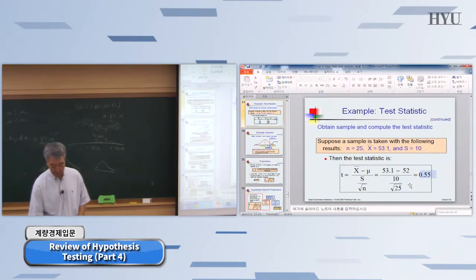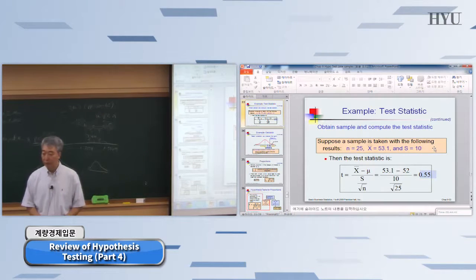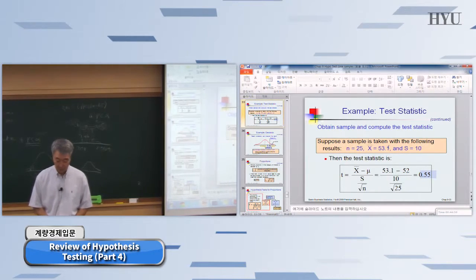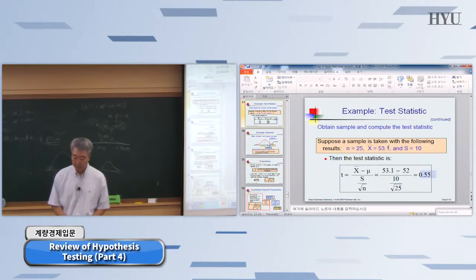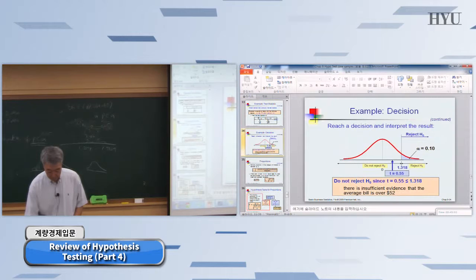So you can always understand it that way. This t-score gives you basically the relative size of this deviation between two numbers compared to the typical variation in the sample of this size, right? And it's only 0.5. So here, the critical value is 1.318 with the alpha level of 0.1.